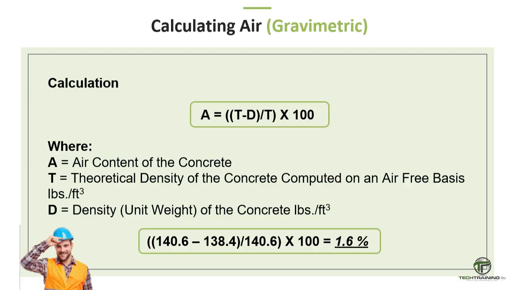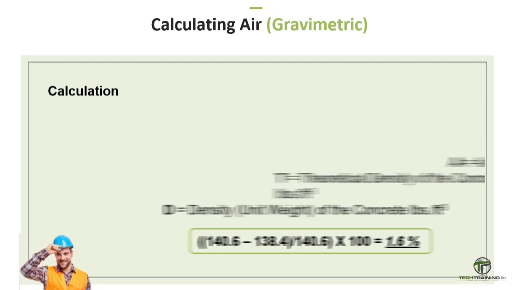Our density is 138.4 pounds per cubic foot. Therefore, our equation is 140.6 pounds per cubic foot minus 138.4 pounds per cubic foot divided by 140.6 pounds per cubic foot equals 1.6% air. Now, let's explain that theoretical unit weight number.